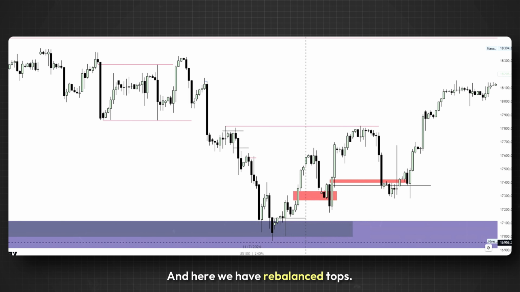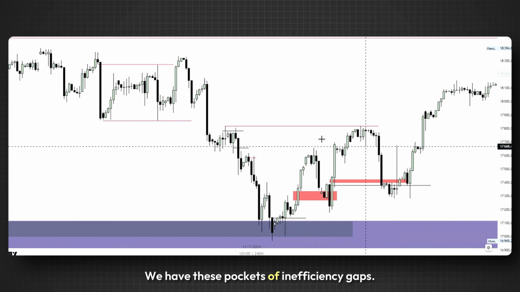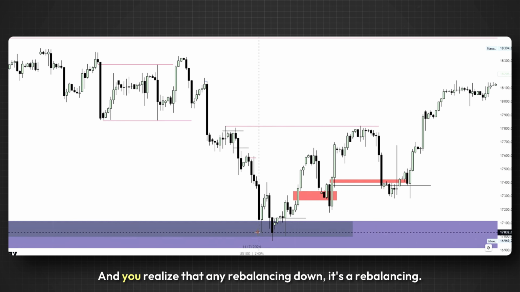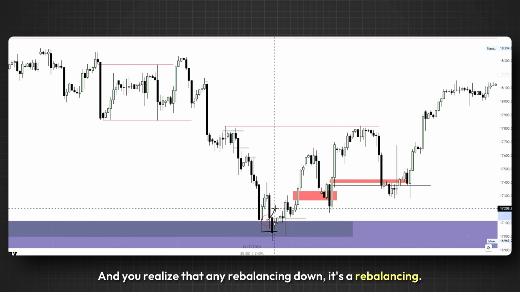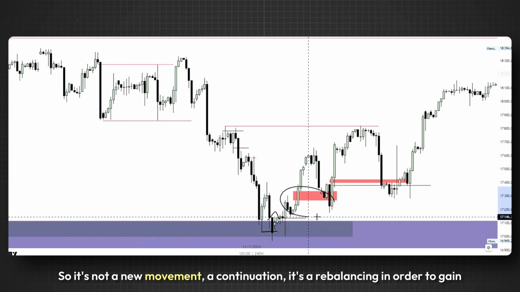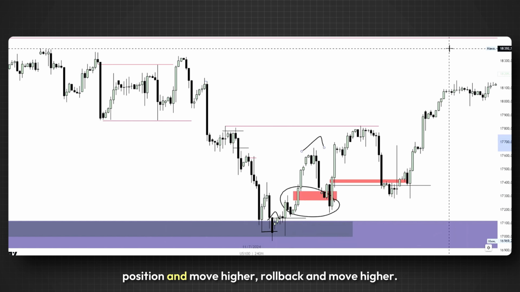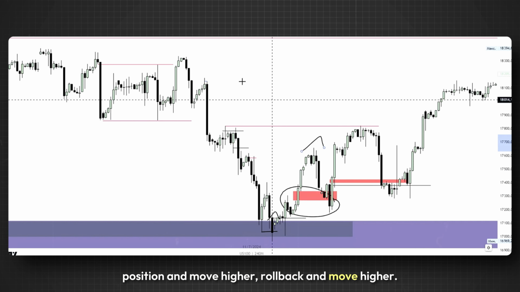And here we have rebalanced tops. We have these pockets of inefficiency, gaps. Yeah, we have rebalanced tops right here. And you realize that any rebalancing down is a rebalancing. So it's not a new movement, a continuation. It's a rebalancing in order to gain position and move higher. Roll back and move higher.